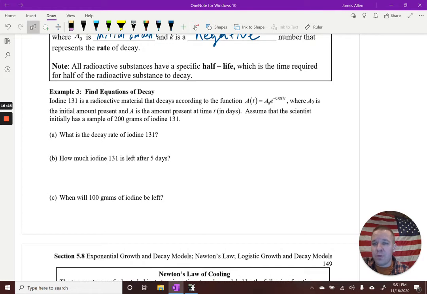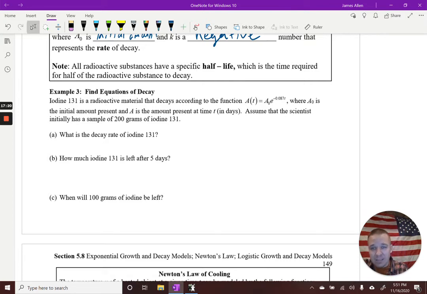So, iodine 131, I'm sure you've heard of it, is a radioactive material that decays according to the function A of T is equal to A naught E raised to the negative 0.087 T, where A naught is the initial amount present and A is the amount present at time T in days. Assume that the scientist initially has a sample of 200 grams of iodine 131. What is the decay rate of the iodine 131?